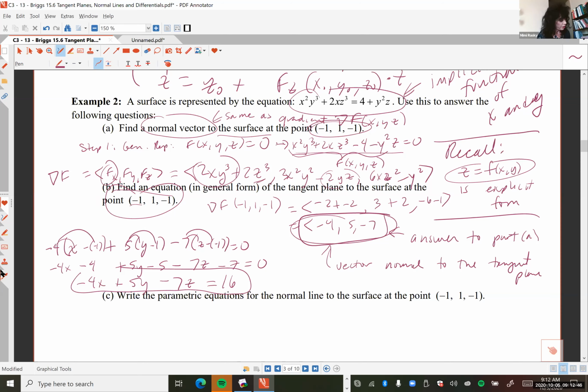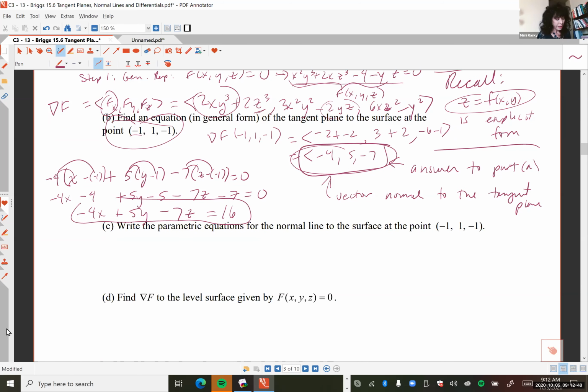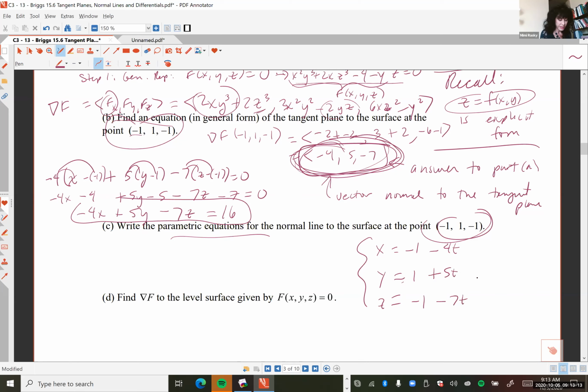Beautiful. Okay. Now they want the parametric equations for the normal line. Well, we have a direction vector for the line. It's the gradient. We got a point. So the parametric equations are easy to get. You got your point here, so I'll just go -1, 1, -1, and then you just use these gradient components for your direction vector components. So -4t, plus 5t, minus 7t, and there's my answer for part C.